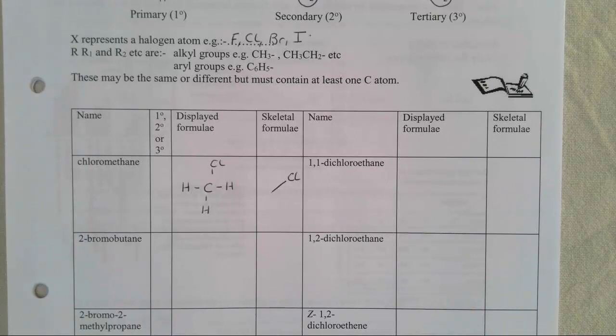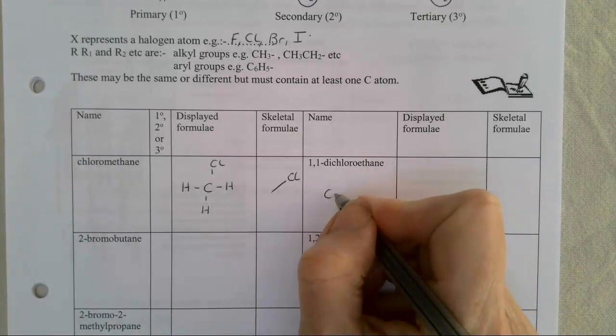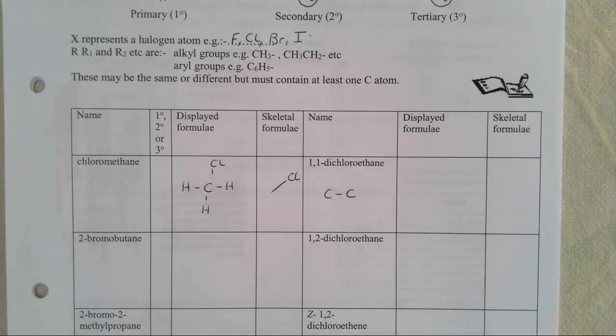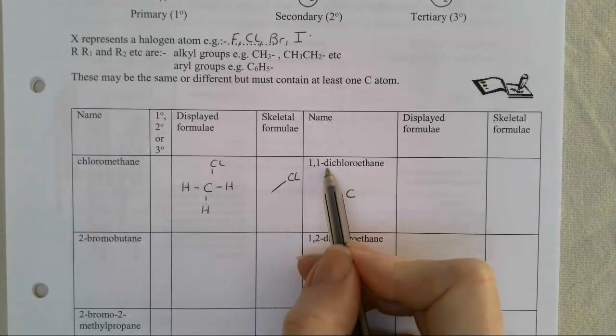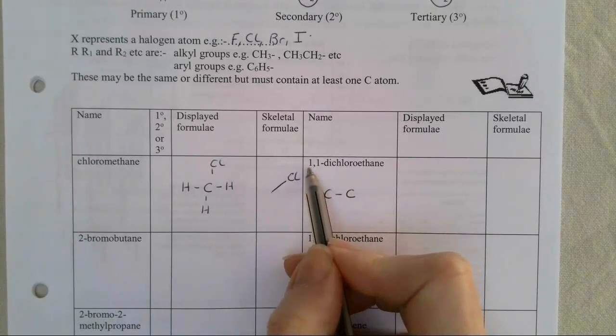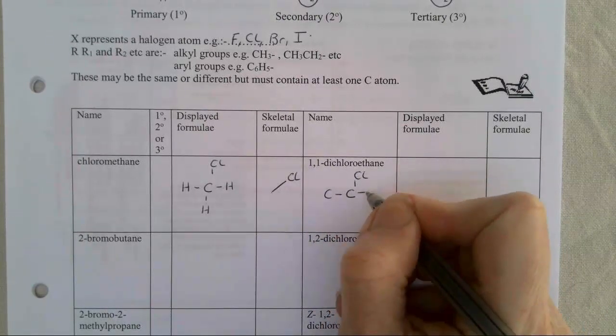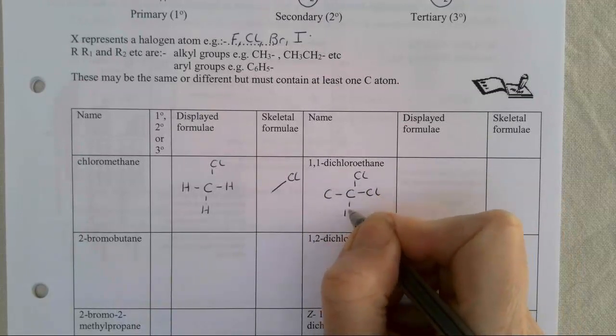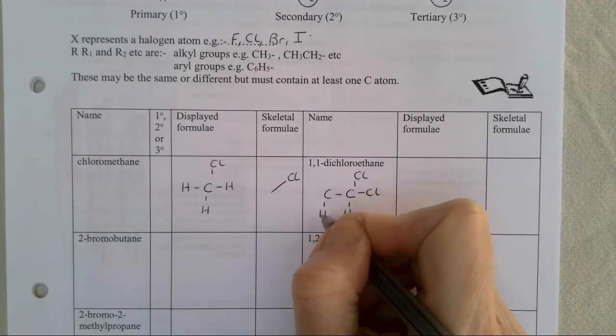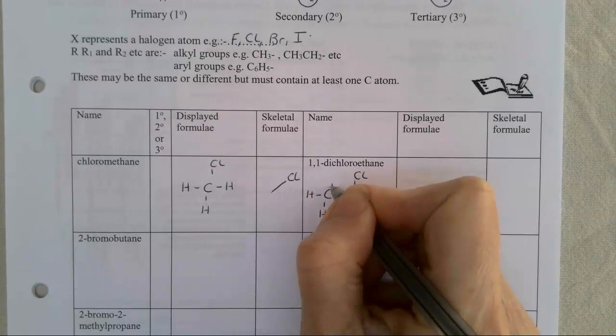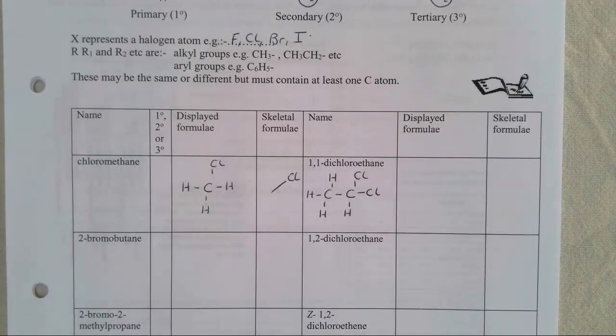The next one, 1,1-dichloroethane. So this time, eth, I've got two carbons, I have a dichloro, that means I've got two chloro groups, and they are both on position 1, so they're both on the first carbon. Doesn't matter which carbon I make the first one, because I always number them from the lowest possible number. Okay, so that's what my 1,1-dichloroethane would look like.